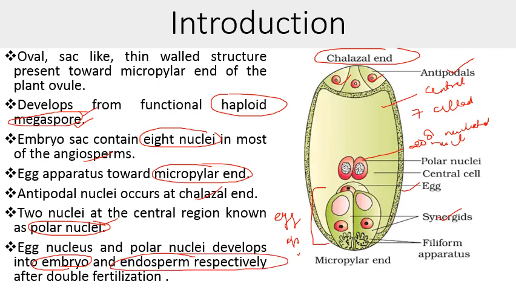जो egg है after fertilization it will give rise to, जब egg fertilize हो जाएगा with one male gamete, then it will give rise to zygote, और जो endosperm nuclei है they will fuse with the second male gamete and they will give rise to triploid endosperm, and it helps in nourishment of the developing embryo, and this process is known as double fertilization. इस प्रोसेस को बोलते हैं डबल fertilization.